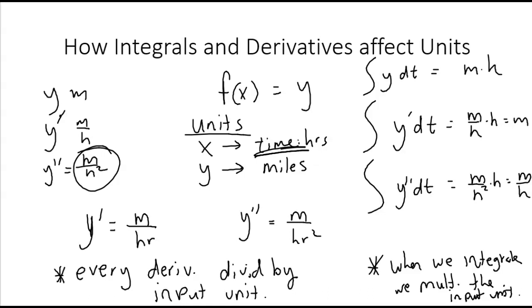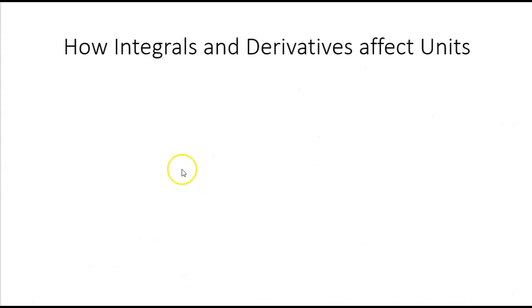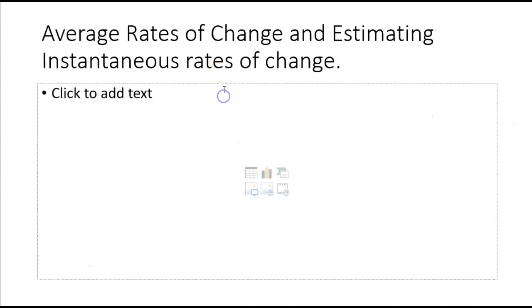The closest example I can think of in real life where this happens is the way that electricians measure the amount of energy used. They do it in kilowatt hours, but there's the idea. But the main thing I want you guys to get out of this is every time you take a derivative, you divide by an input unit, and every time you integrate, your units will change by multiplication of the input unit. Okay? So that's how derivatives and integrals affect units. You're going to want to be aware of that.